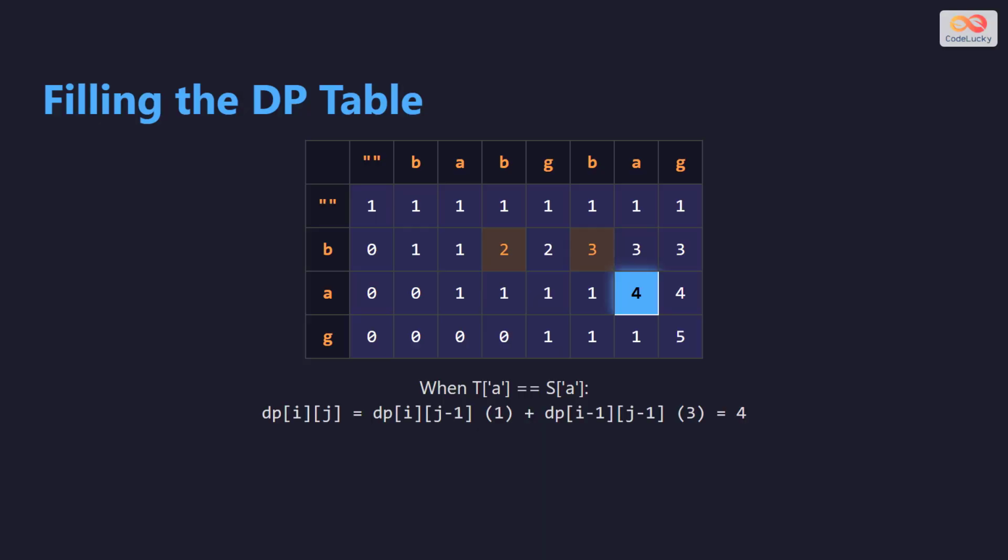Let's fill a small part of the table. Notice how the values accumulate. When we encounter a match, we add the value from the left cell and the diagonal cell. For instance, in the highlighted cell, we add 1 plus 3 to get 4. This builds up our solution incrementally until the bottom right cell gives us the final answer.